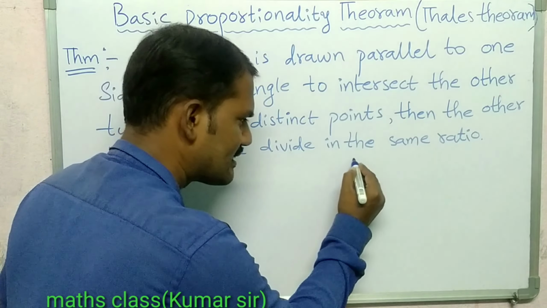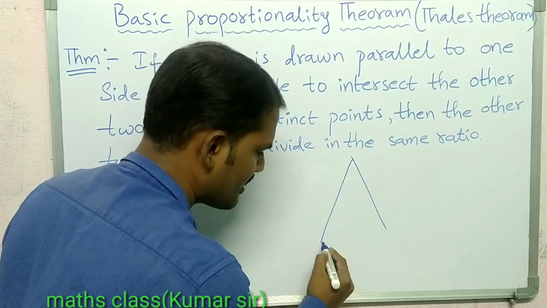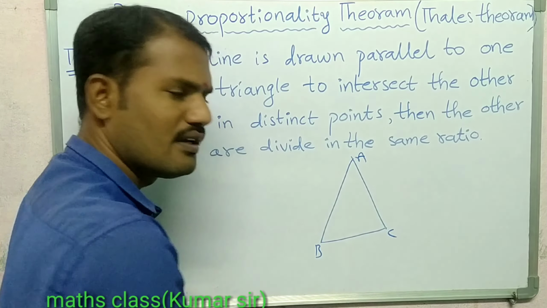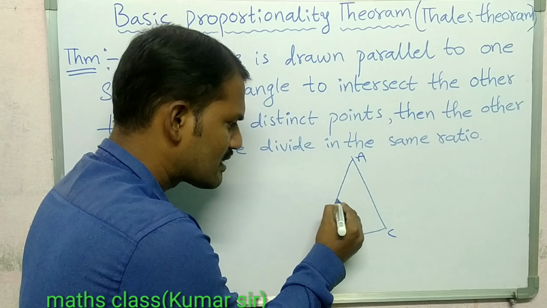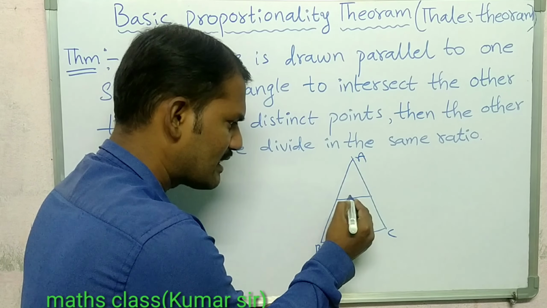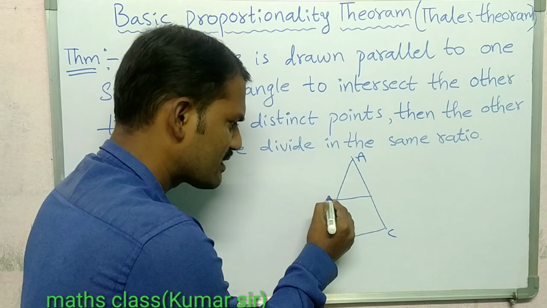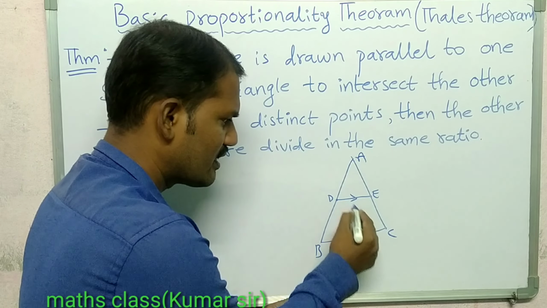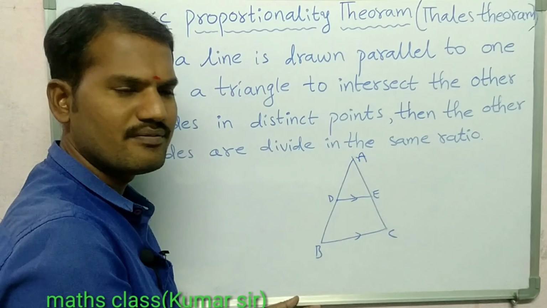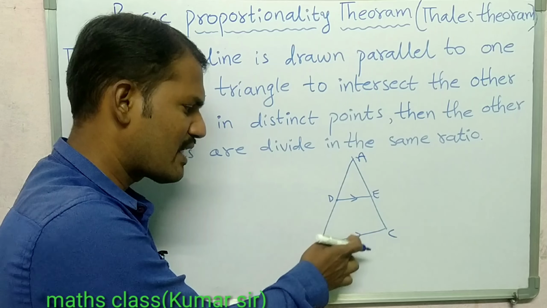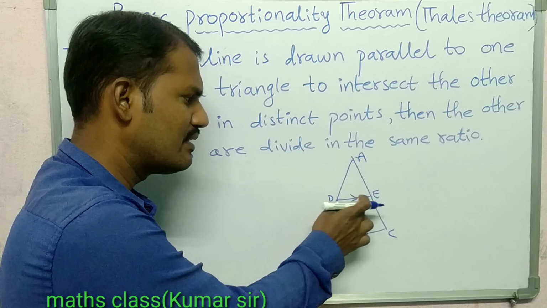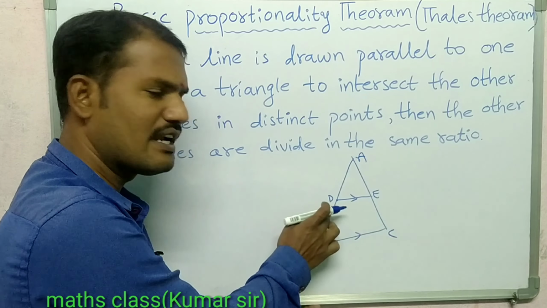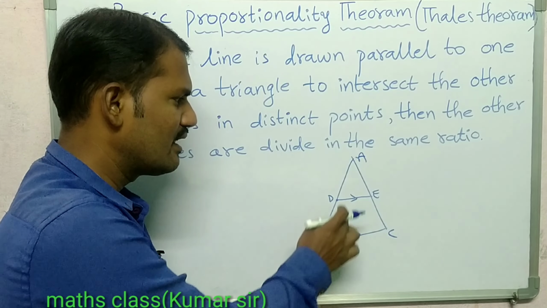See, let us consider triangle ABC. This is triangle ABC. A line is drawn on this side at two different places at D and E. So here DE is parallel to BC. This DE intersects the other two sides AB and AC at D and E respectively.